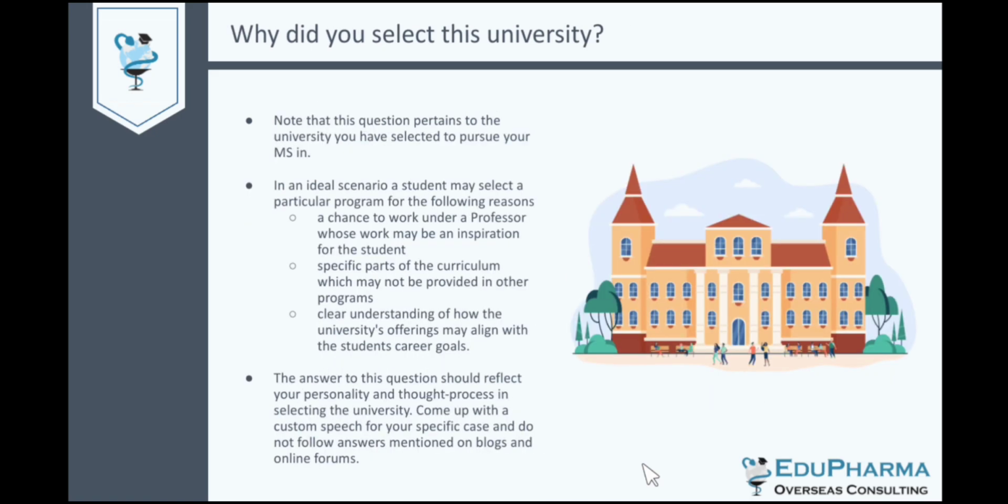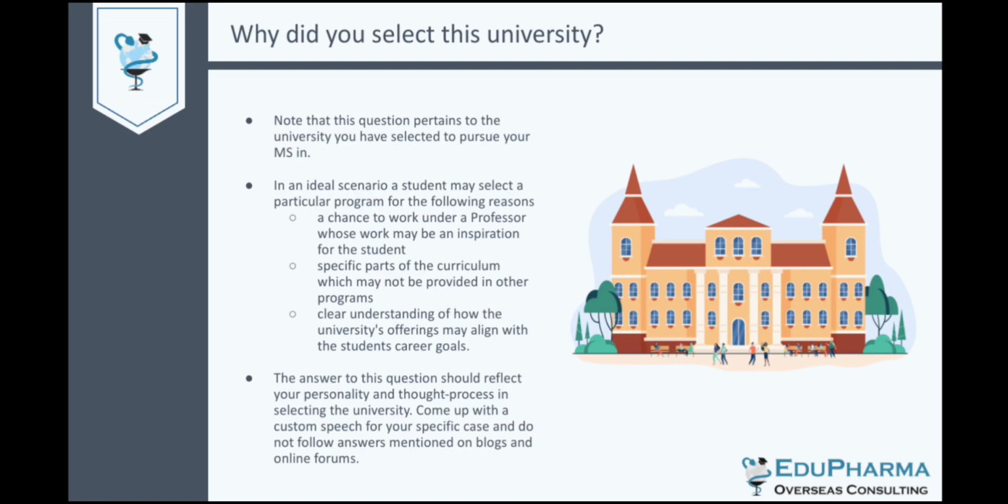Okay, next question is, why did you select this university? So remember, this is a slightly different question from the earlier one. The earlier was on the process of selecting the universities. This one specifically is on the particular university that you are planning to go to. So the I-20 that you have for the program, for that particular university, how did you arrive at the conclusion that this is the master's program that I want to go for?